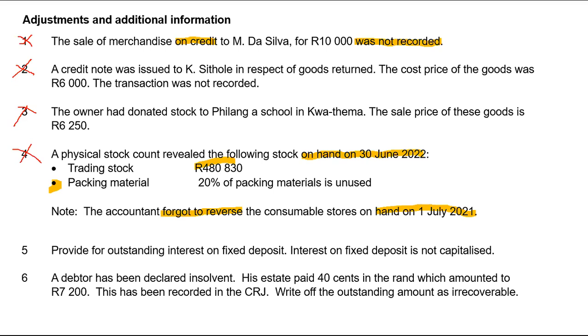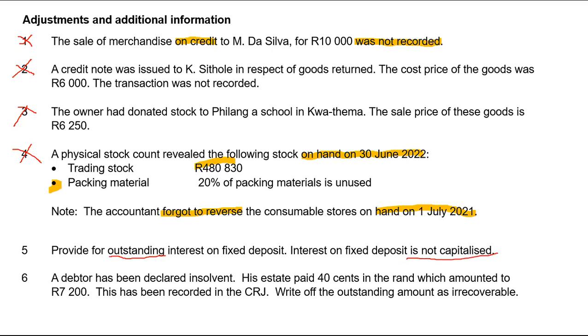Okay, let's go to number 5. It says that we need to provide for outstanding interest on fixed deposit. So we know that there's interest on fixed deposit that was not received, because they say we need to provide for it. And they say interest on fixed deposit is not capitalized.